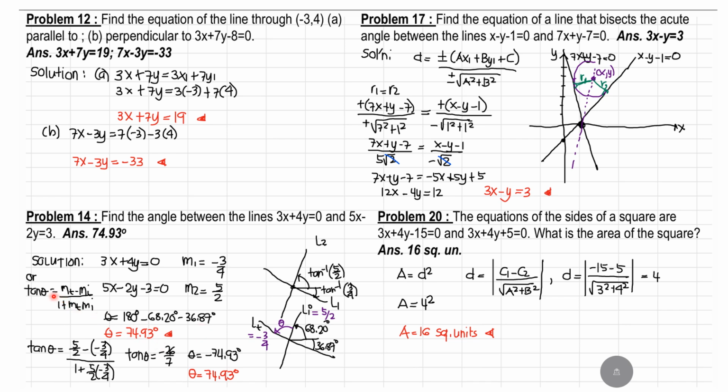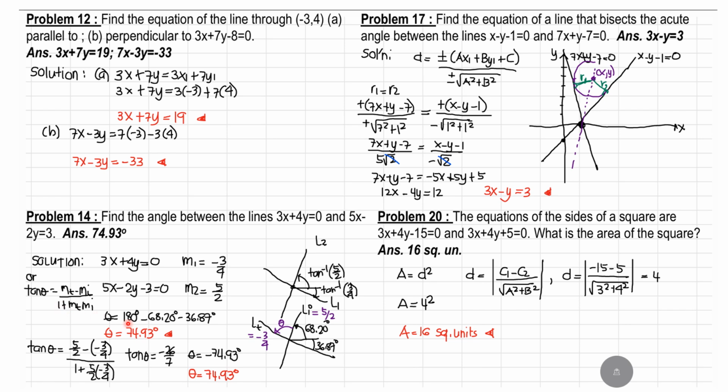If you use the formula, tangent theta equals the slope of the terminal line minus the slope of the initial line over 1 plus the slope of the terminal line times the slope of the initial line. Remember that this comes from the tangent of theta 2 minus theta 1, that's the expansion: tangent theta 2 minus tangent theta 1 over 1 plus tangent theta 2 times tangent theta 1.